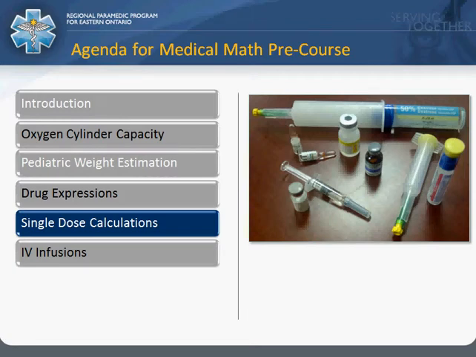All right, welcome back. Module 3. Let's start working with everything we've done so far. So we've talked about drug expressions. We've talked about how they're packaged and how they're described. So how do we figure out what we want to give to a patient? Let's take a quick look at a single dose calculation. These are pretty easy.